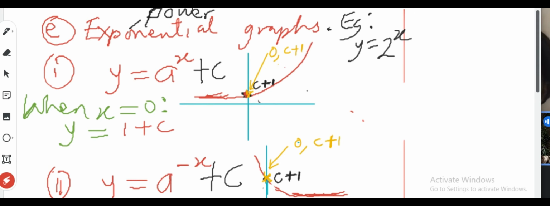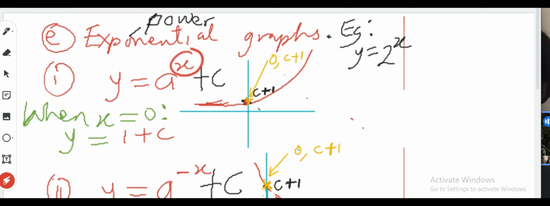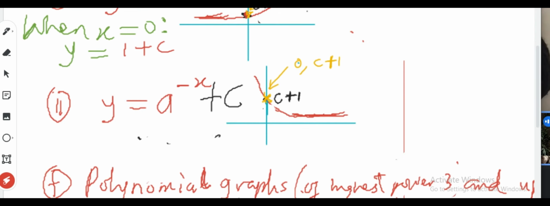Don't forget that if x is positive, it slopes upwards, which is an increase or a rise. If x is negative, it's going to slope downward, which is a decay.